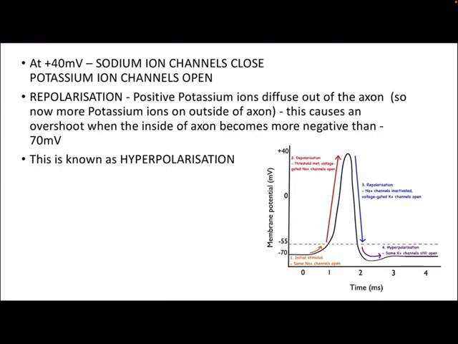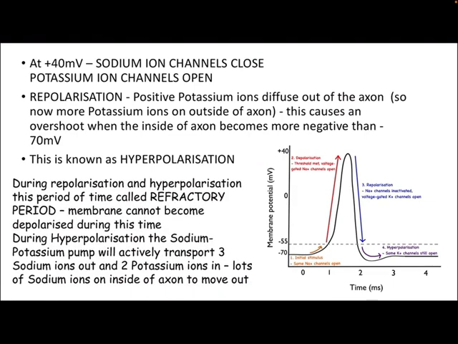At plus 40 millivolts, the sodium ion channels then close and our potassium ion channels open, and repolarization occurs. So the positive potassium ions diffuse out of the axon, so there are now more potassium ions on the outside of the axon, and this will cause an overshoot where the inside of the axon becomes more negative than the minus 70 millivolts that it would have at rest. And this overshoot is known as hyperpolarization. And both repolarization and hyperpolarization are in this period of time known as the refractory period. And during this time, the membrane cannot be depolarized.